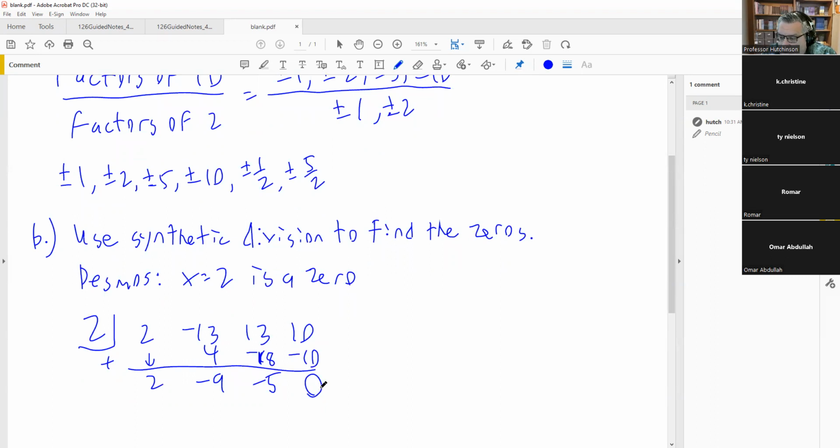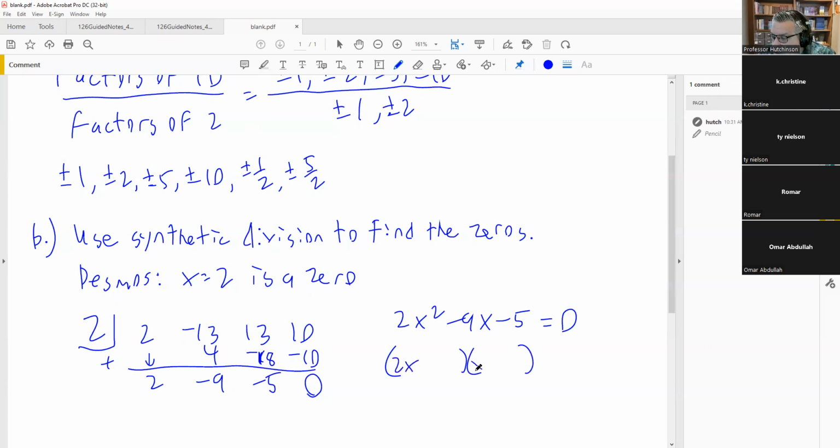So now that we have this, what's remaining? 2x squared minus 9x minus 5. We want to set that part now equal to 0, and we're going to find the other answers here. So we want to set this equal to 0, and for this, we're going to factor it. And this is going to become part of my answer in part C.